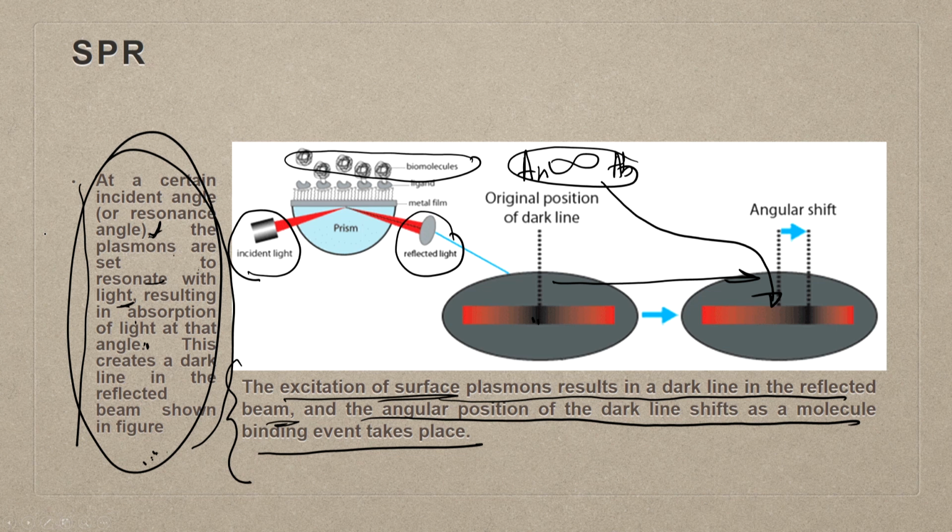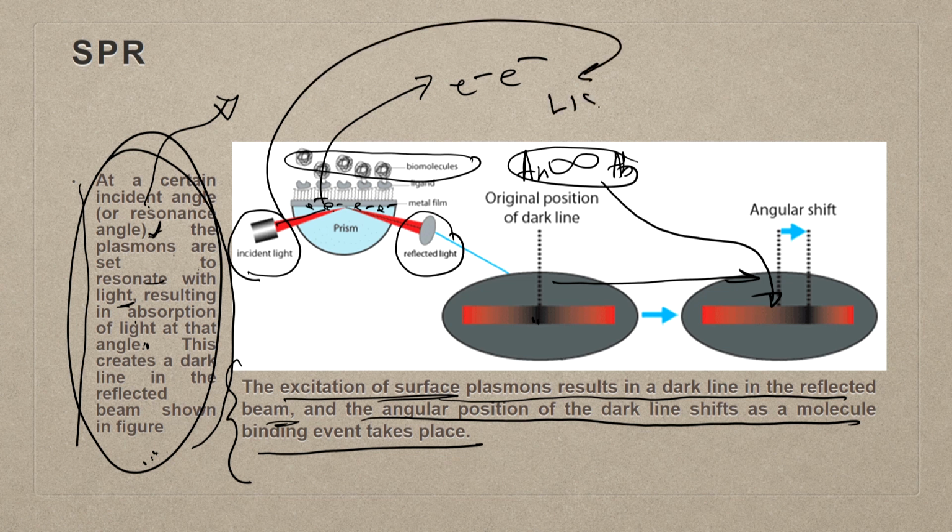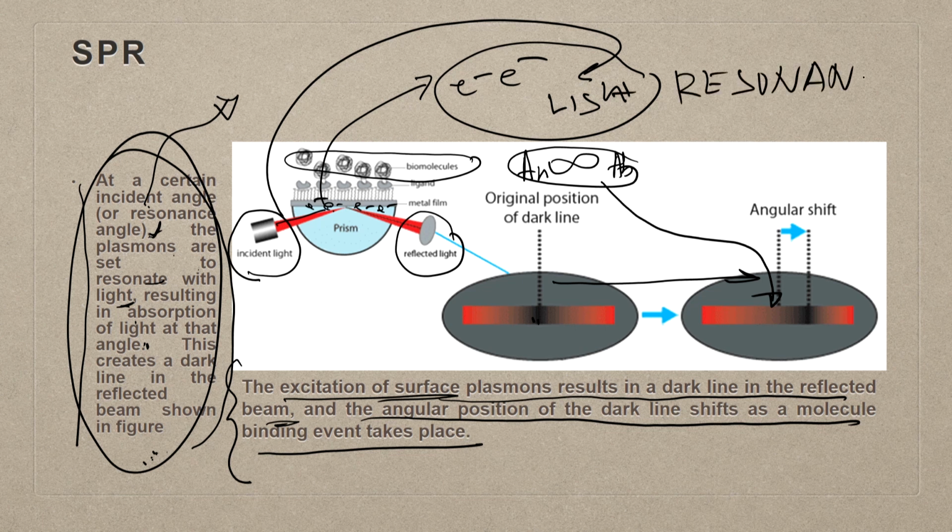This part is of extreme importance for you to understand. Again, I am repeating, at a certain incident angle, or resonance angle, the plasmons, which are the free electrons on the metal surface, resonate with the light. So, these electrons out here are resonating with the light. There is a resonance phenomenon which is happening at the resonance angle. That's why it's called the resonance angle, resulting in absorption of light at that angle.